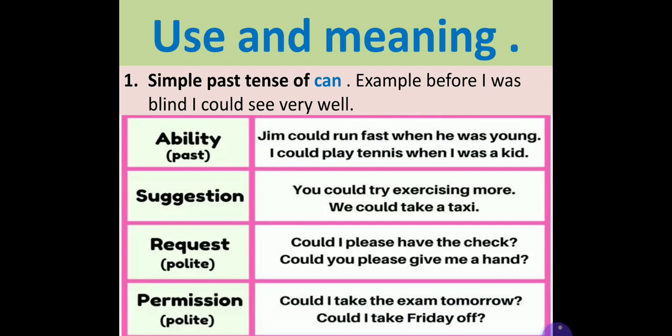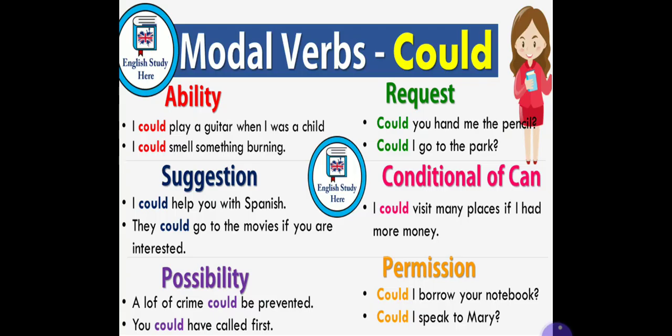Okay, the next meaning, permission. We use this when we ask for permission, children. Could I take the exam tomorrow? Could I take Friday? Okay, let's see the next examples. Here are given ability, suggestion, possibility, request, conditional of can and permission. You can write these rules and these examples into your grammar copybook.